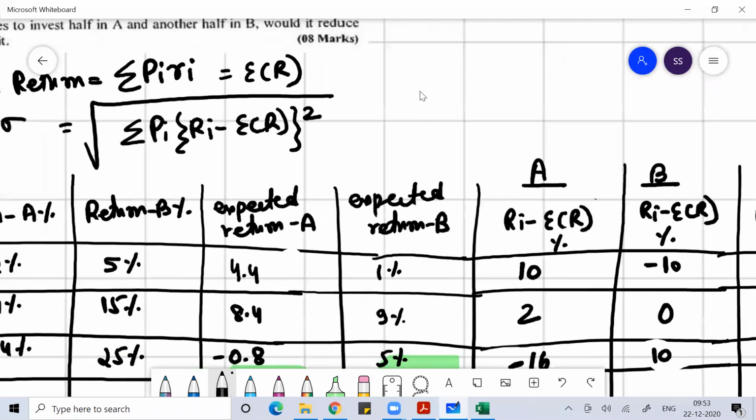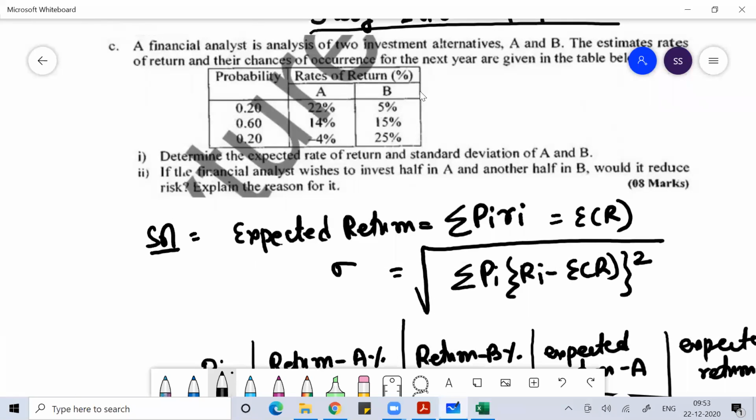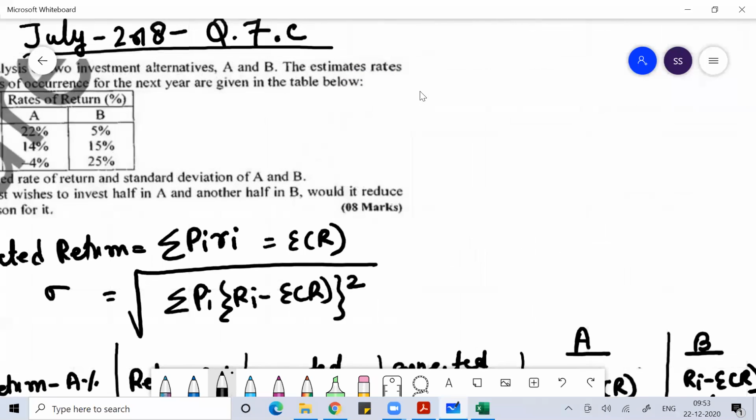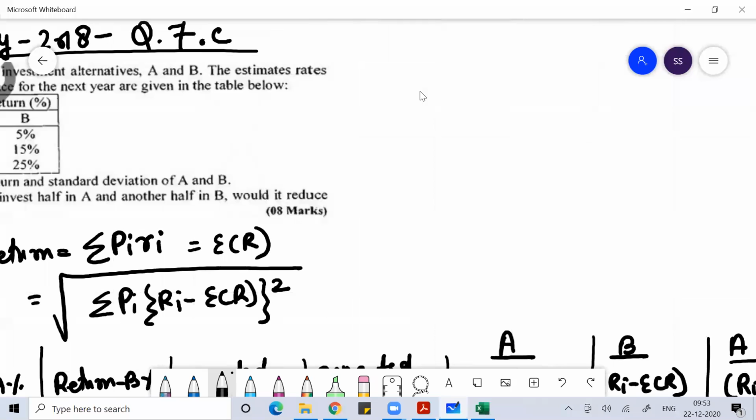So now the next thing is, if the financial analyst wishes to invest half of the money in A, half of the money in B, would it reduce the risk? We found the individual standard deviation. Now I have to find portfolio risk. If 50% money is in A and 50% in B, you have to find the portfolio risk, meaning standard deviation.